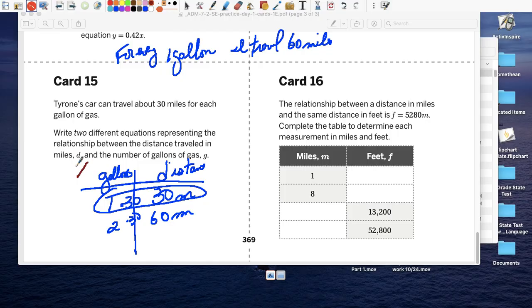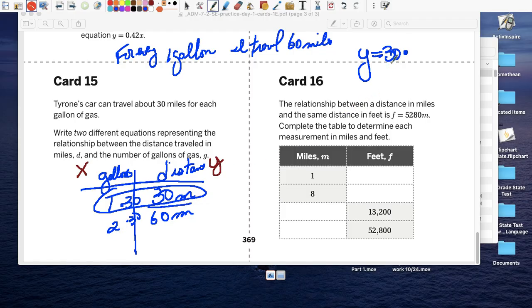So let me put x over here and y over here. The first equation is, how do I get y, which represents the distance that I can go? What do I have to do? Well, figure out how many gallons of gas you have in the car, right? What's the constant proportionality? 30. So you're going to multiply 30 times the number of gallons. So if I have 1 gallon, 30 times 1 means I can go 30 miles. If I have 2 gallons, 30 times 2, etc.